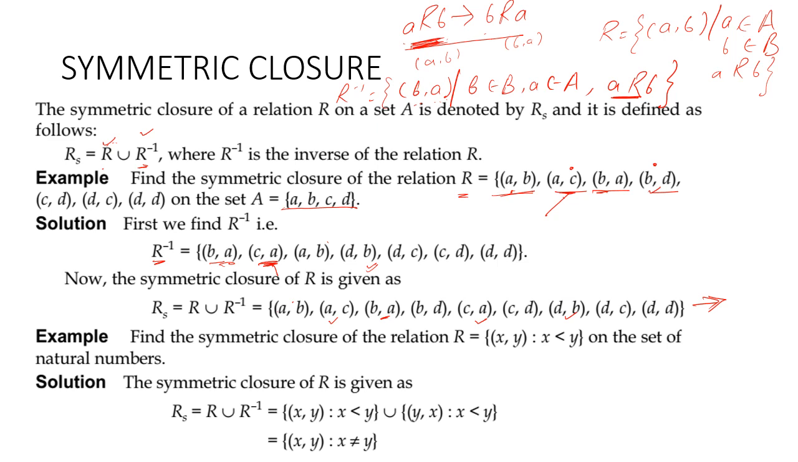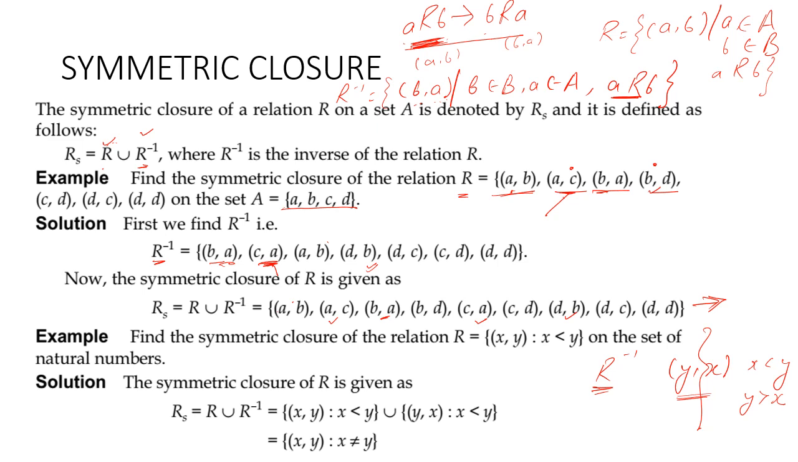Let's take another example. The symmetric closure of the relation R where x is less than y on the set of natural numbers. Now if I take R inverse, what will be R inverse? R inverse is the set of all the elements y comma x such that x is less than y, or you can say it is the set of all the elements where y is greater than x.